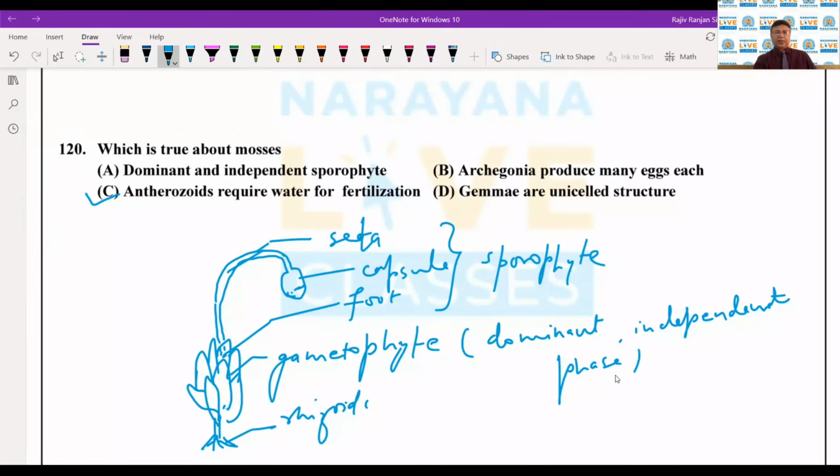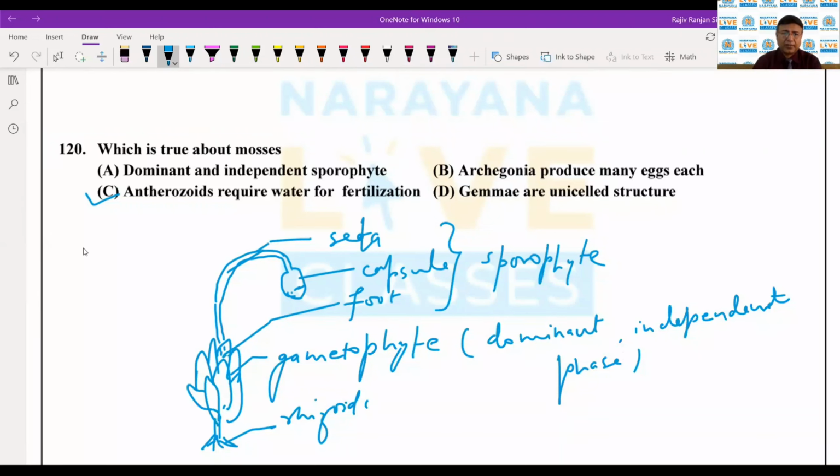So a sporophyte is dependent, not independent, and it is the secondary, less dominant phase. So the first option is wrong. Archegonium produces a single egg. They do not produce many eggs, so option B is also wrong.